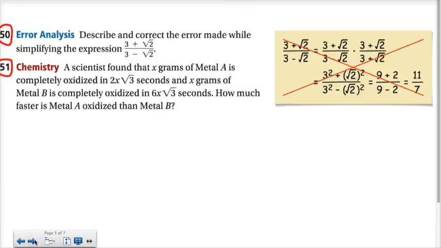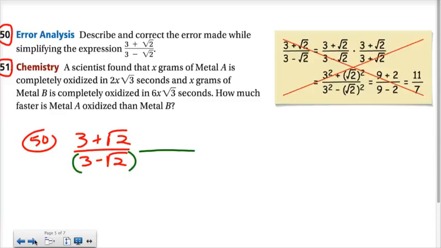50 says error analysis, describe and correct the error made while simplifying these expressions. And what I do with these error analysis ones is I just go through the problem and I do it. And then I go back and I take a look at theirs. Otherwise you talk yourself into, hey, they didn't make any mistakes. Yes, they did. So don't focus on what they did. Focus on what you would do to solve the problem.